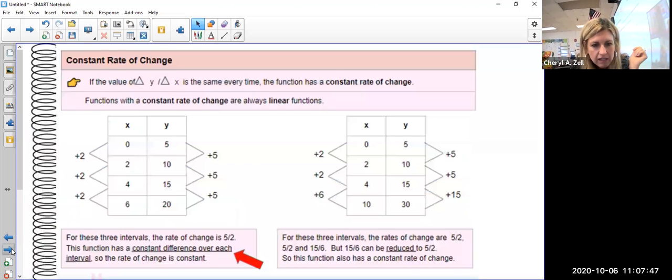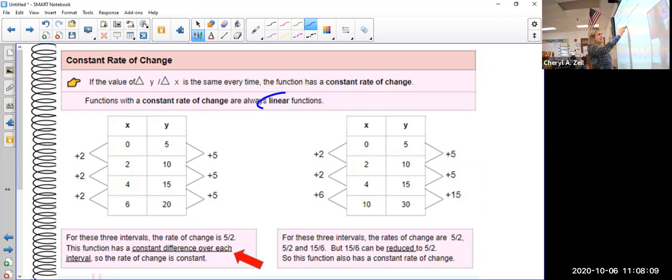All right. So let's look at this one. If the value of the change in y over the change in x is the same every time, the function has a constant rate of change. Functions with a constant rate of change are always linear functions. Now, what you're going to learn is linear functions.